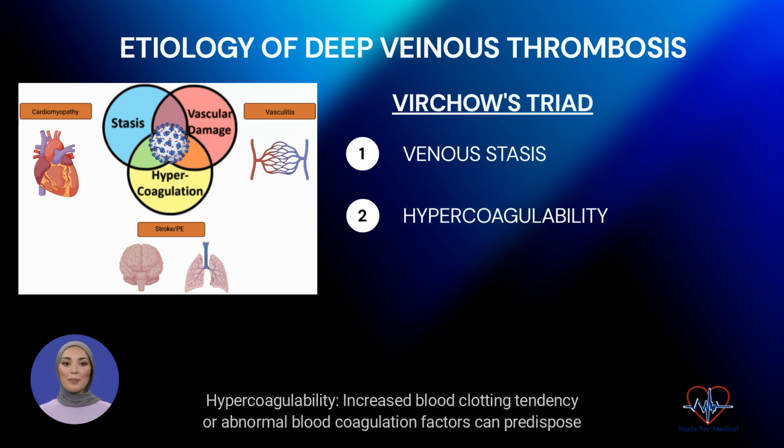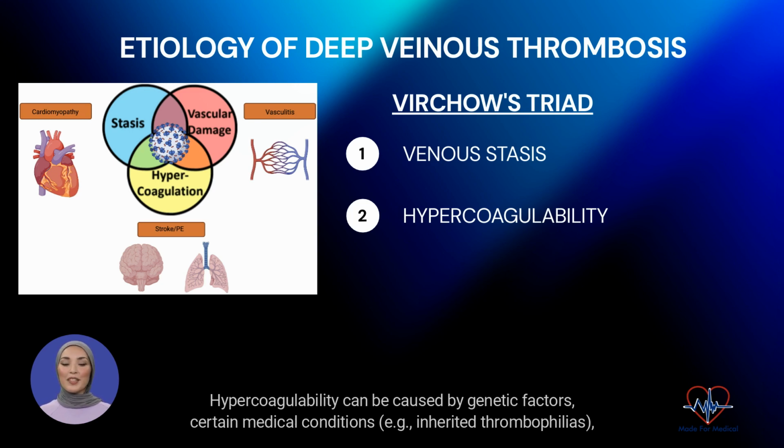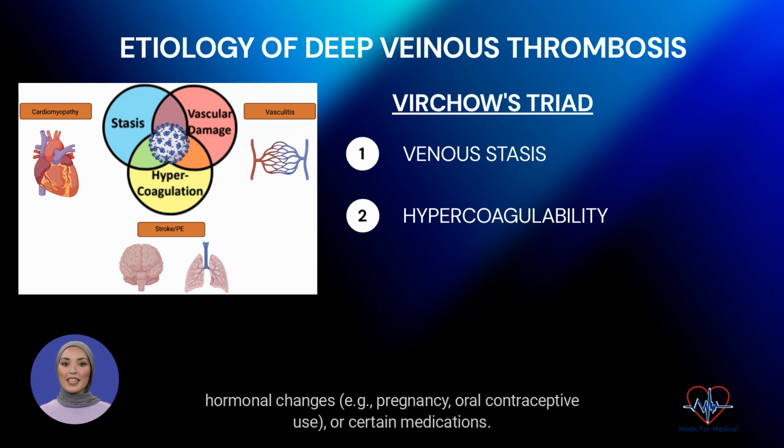Hypercoagulability: increased blood clotting tendency, or abnormal blood coagulation factors, can predispose individuals to DVT. Hypercoagulability can be caused by genetic factors, certain medical conditions, e.g., inherited thrombophilias, hormonal changes, e.g., pregnancy, oral contraceptive use, or certain medications.